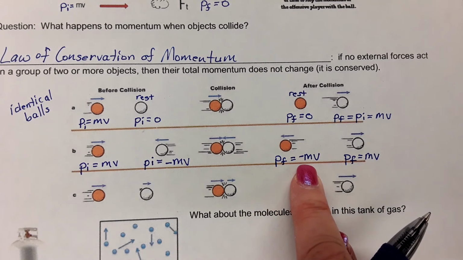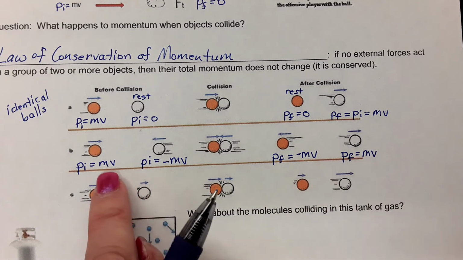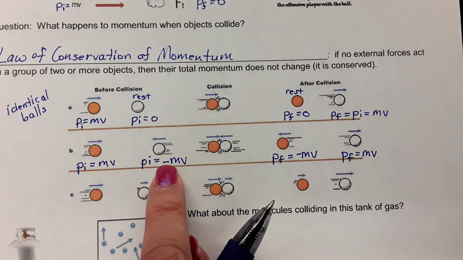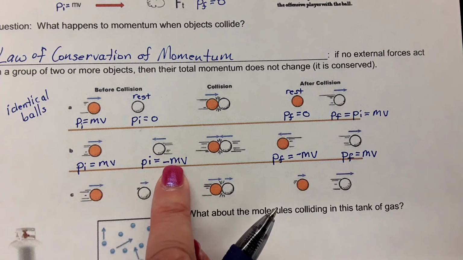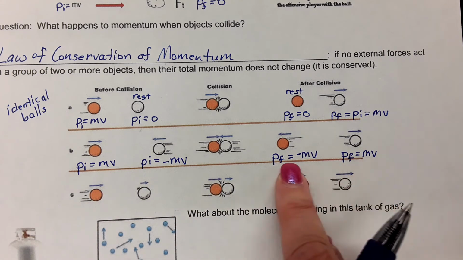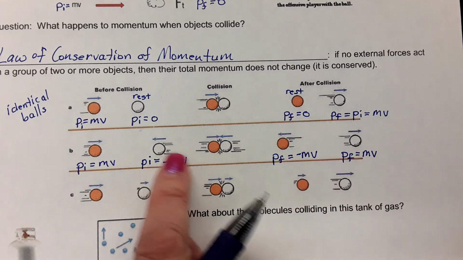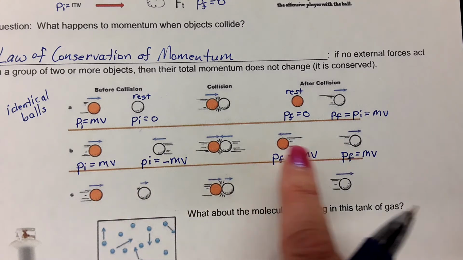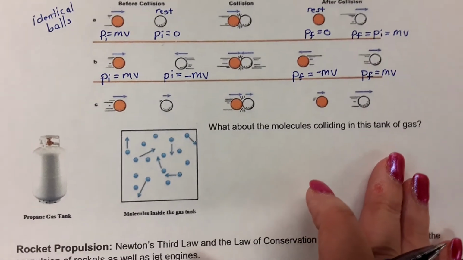So in this case, the momentum is conserved because, look, we have mv plus negative mv. We have negative mv plus positive mv. It's the same two terms being added after as well as before. So the total momentum in each case is the same. All the balls did was bounce off each other. Now look at this one.